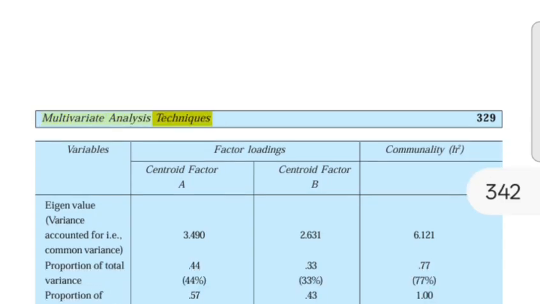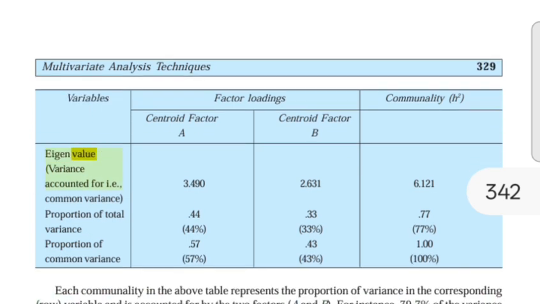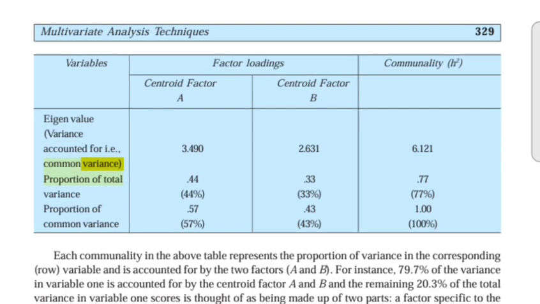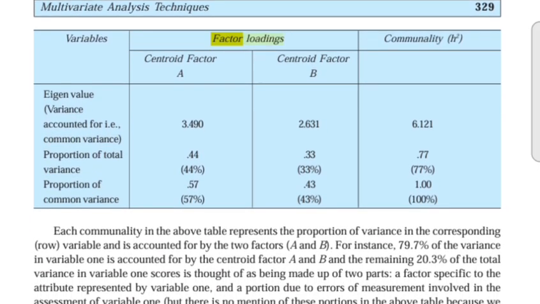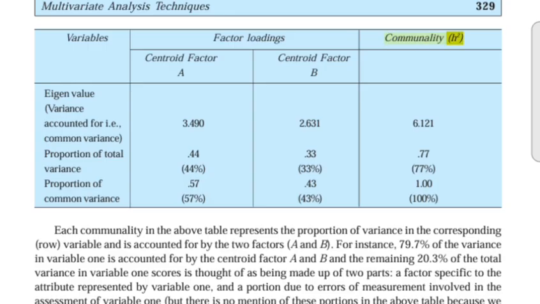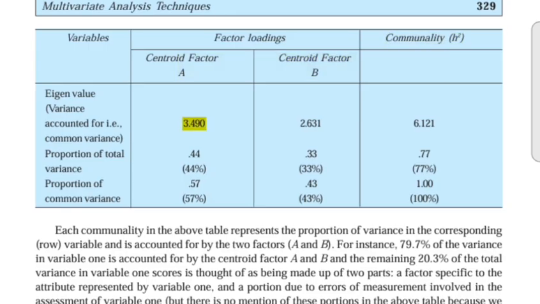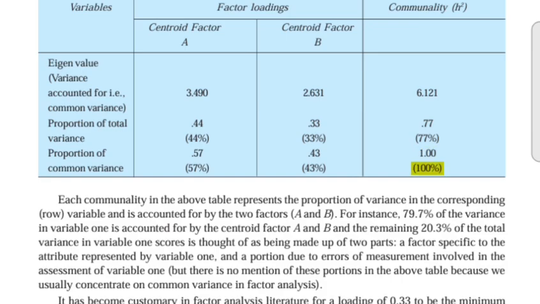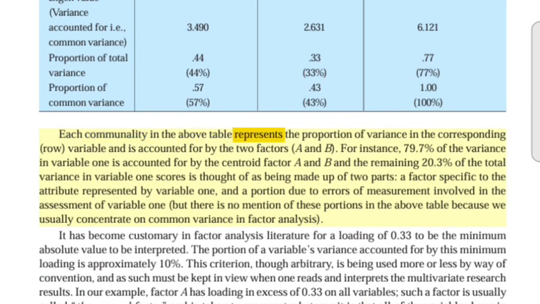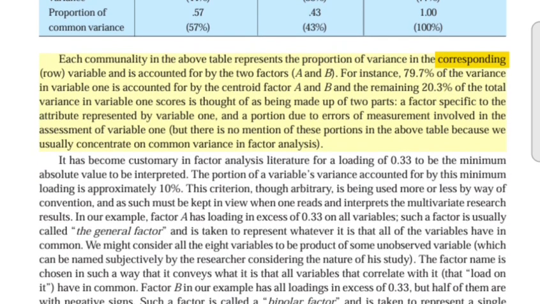Multivariate analysis techniques. Variables, eigenvalue, variance accounted for, that is, common variance, proportion of total variance, proportion of factor loadings, centroid factor communality h squared. Each communality in the above table represents the proportion of variance in the corresponding row variable that is accounted for by the two factors A and B.